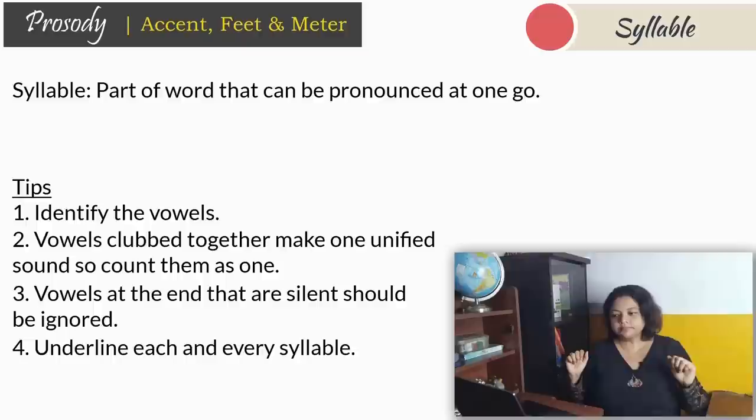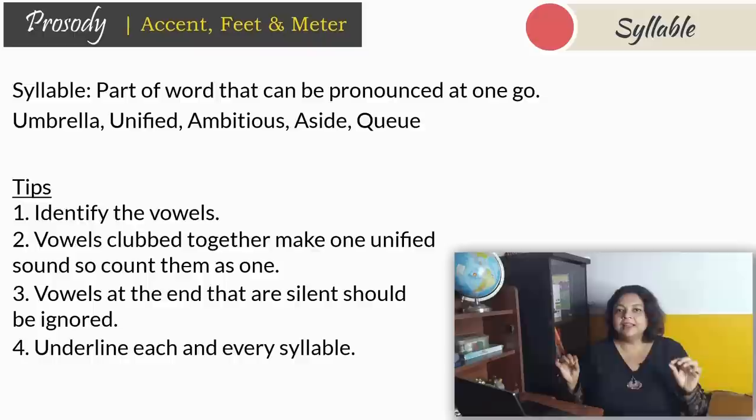Now, depending on the number of syllables, a word can be disyllabic if it has two syllables, monosyllabic if it has one syllable, trisyllabic, tetrasyllabic, pentasyllabic, and it goes on like that. As an exercise, you can break up five words which I'm giving on screen right now. Let's see. Umbrella, unified, ambitious, aside, queue.